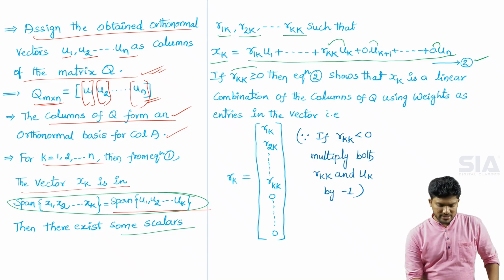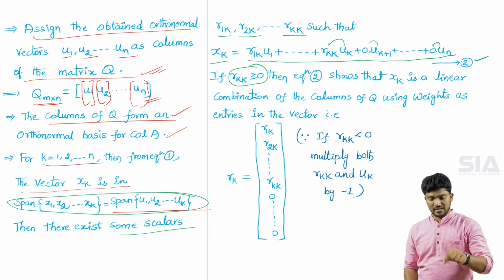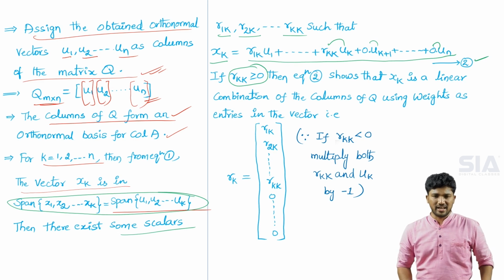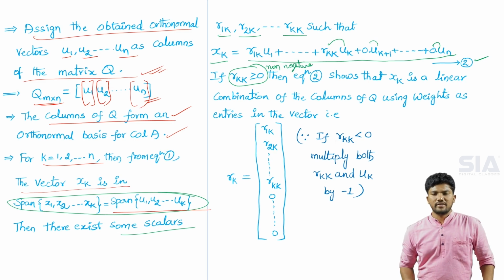If this r suffix kk value is greater than or equal to 0, where r suffix 1k, r suffix 2k and so on are all scalars. If that scalar value is non-negative, non-negative is nothing but greater than or equal to 0. Okay, that scalar value is non-negative.